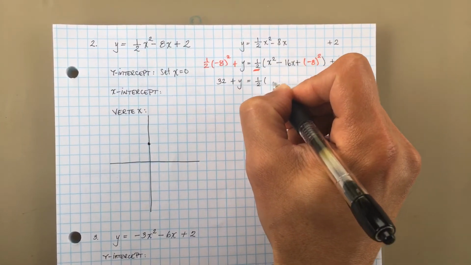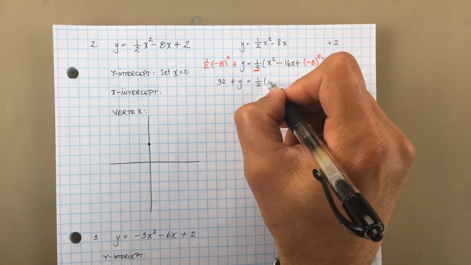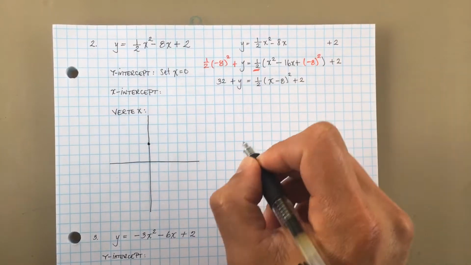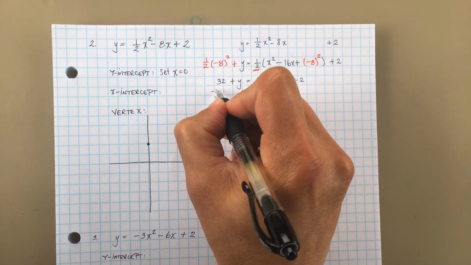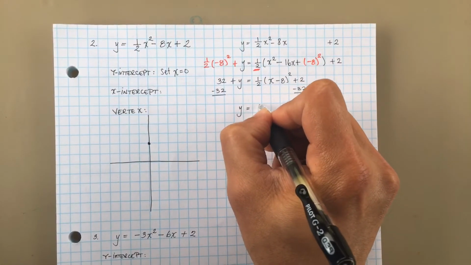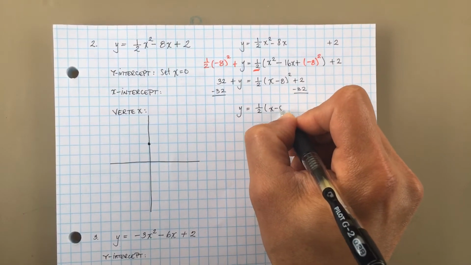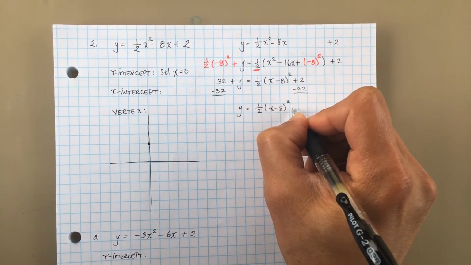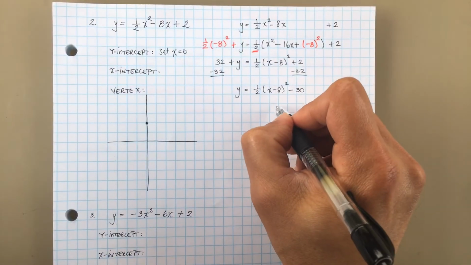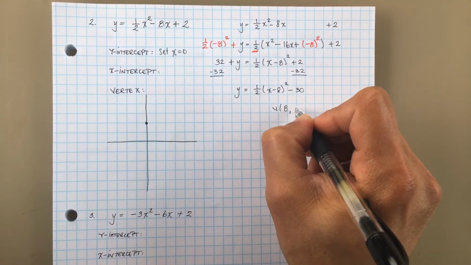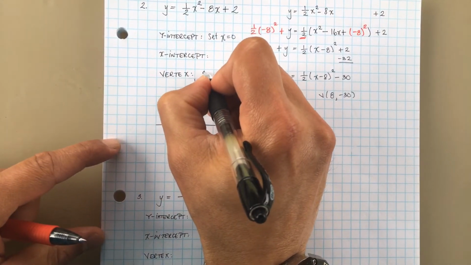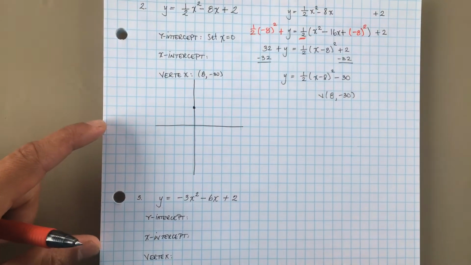So now we're going to have 1/2, and we can factor this. Podemos factorizar esto. (X menos 8) al cuadrado más 2. Ok, entonces, ¿qué pasa? Ahora nomás menos 32 a los dos lados. Menos 32. Boom. Y equals 1/2 (x menos 8) al cuadrado, 2 menos 32 es menos 30. Ok. So now, the vertex, el vértice es fácil. Positivo 8 y menos 30. Negative 30. All right. So now I can go ahead and graph that. So positive 8, negative 30. Wow, it's way down there.